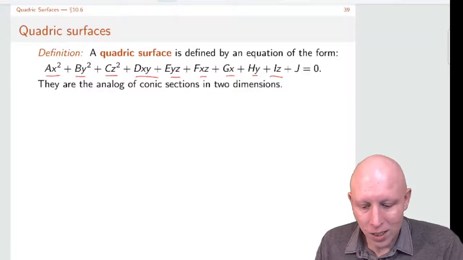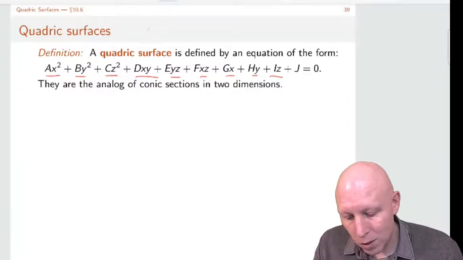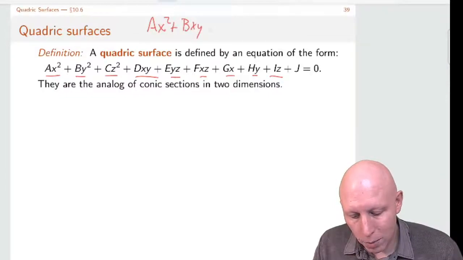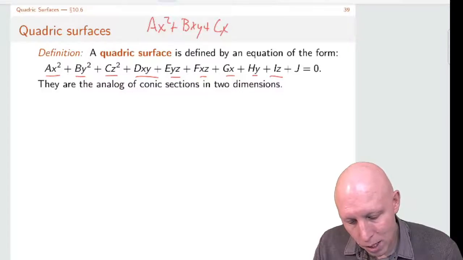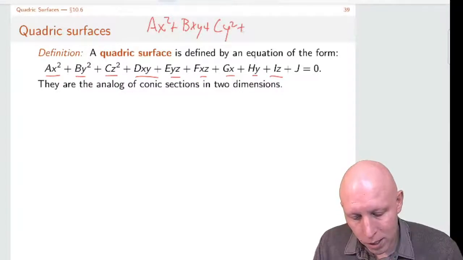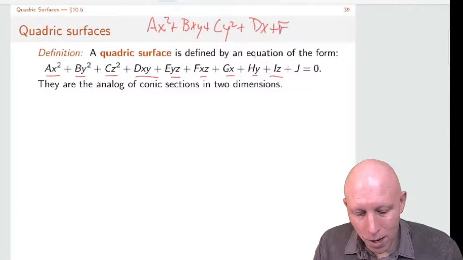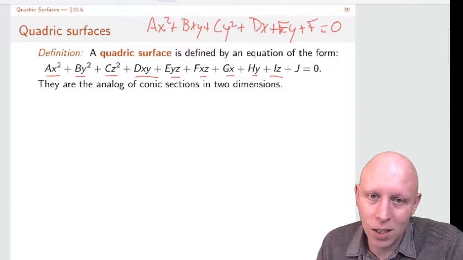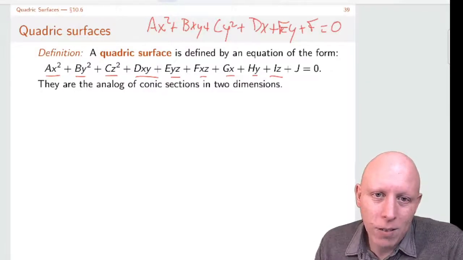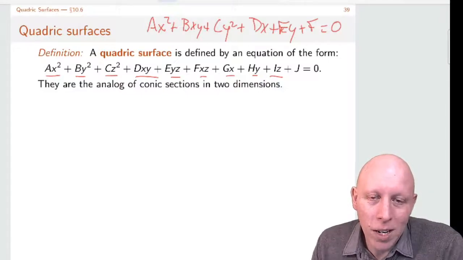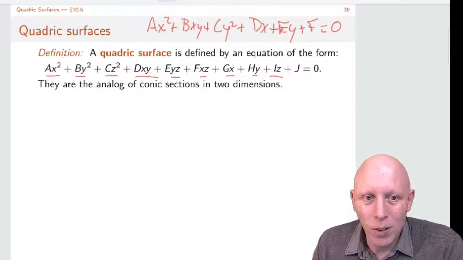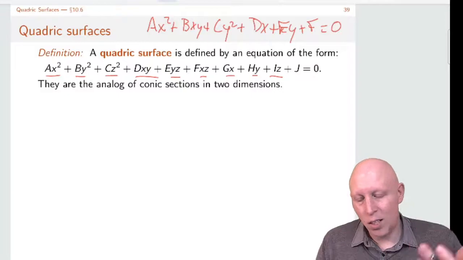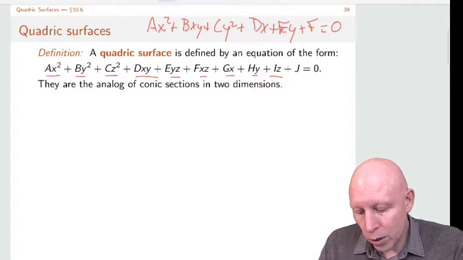We could write, just like if we have two variables, you might have seen something like ax squared plus bxy plus cy squared plus dx plus ey plus f is equal to 0 when you were learning about conic sections. After you had an equation like that, you simplified it down into only just a few different options of things that can appear as a conic section in 2 dimensions.